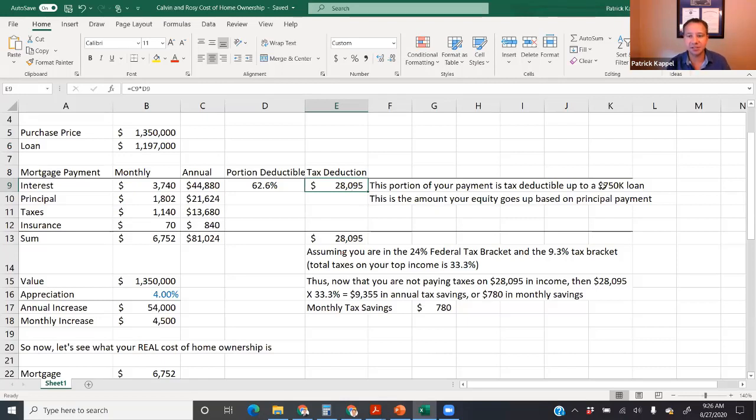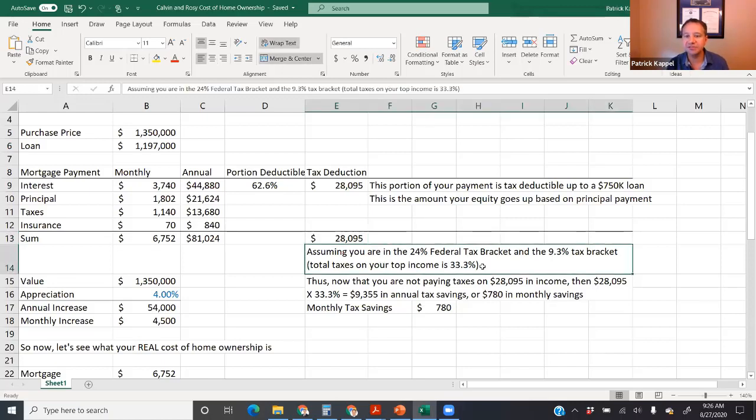So as I mentioned in the spreadsheet I gave to my client, only $750K is deductible. So here we go. They've got a $28,000 tax deduction. Now for this client, assuming that they're in the 24% tax bracket and the 9.3% California tax bracket, then their top income is being taxed at the 33.3% tax rate. So for this client, it absolutely is making sense for them to not take the standard, but to do this and to itemize.